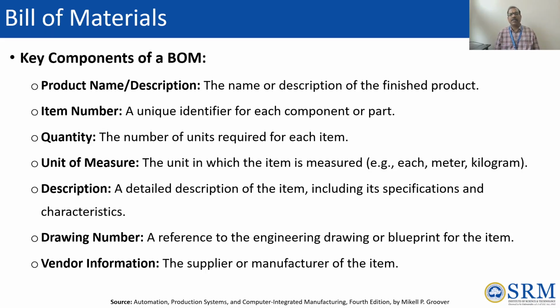Then vendor information: who is supplying or manufacturing that item will be given. Sometimes we do assembly, but some of the sub-assemblies or some of the parts come from another industry or another supplier for us. So that information is also needed, and that also needs to be there in the bill of material. So these are the key components available under the bill of material.